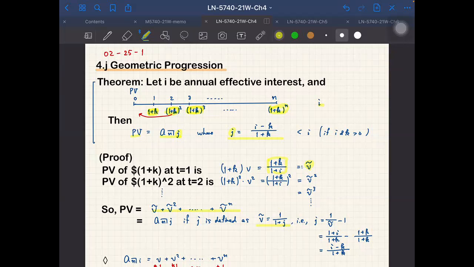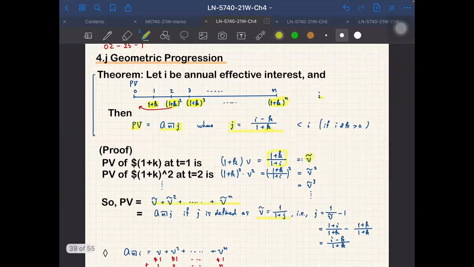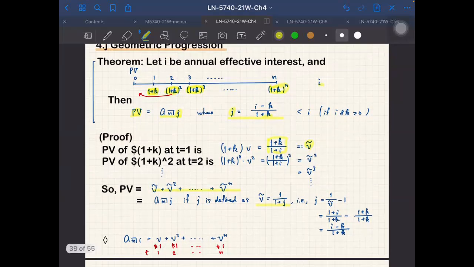This is smaller than I, since we subtract K and also divide by 1 plus K. That means this PV is larger than A right angle N at rate I. Of course, the payment grows, so the PV should be larger, but basically we can only adjust this number J to get the present value.